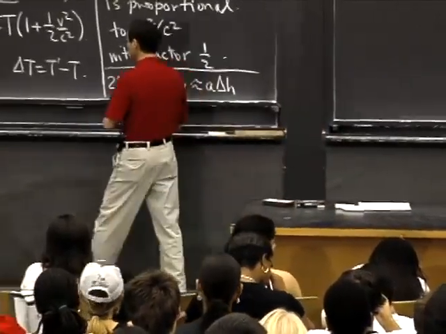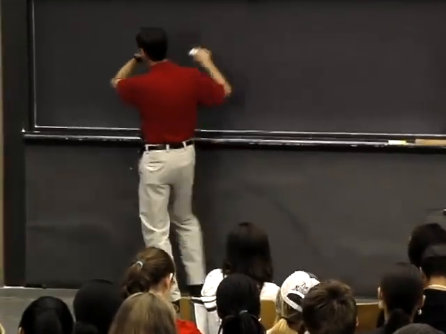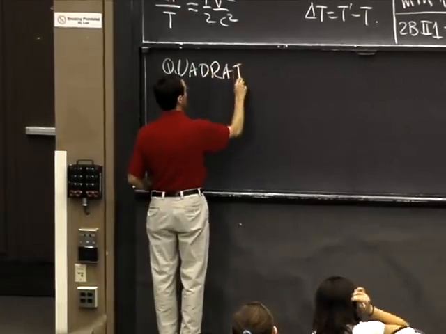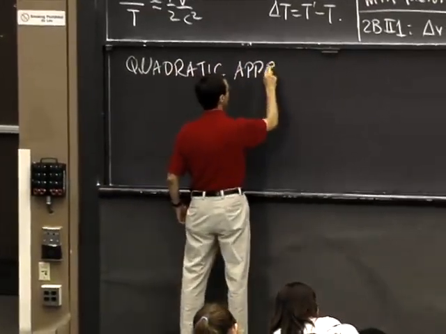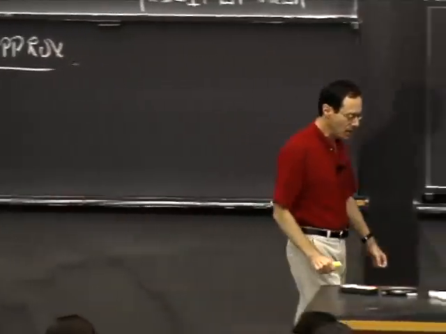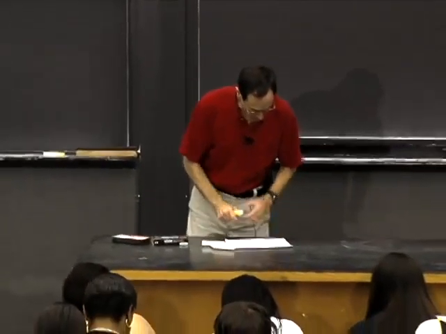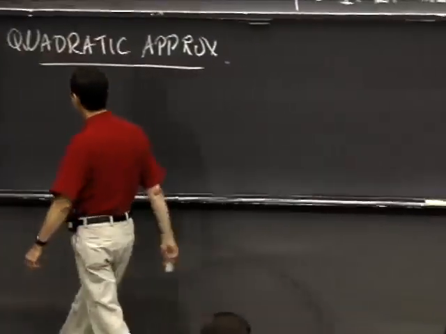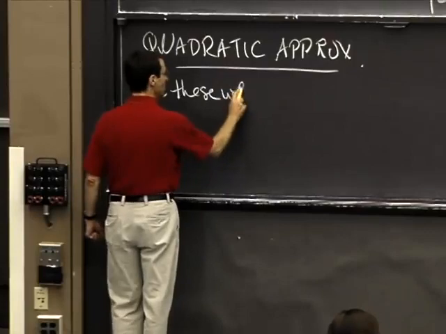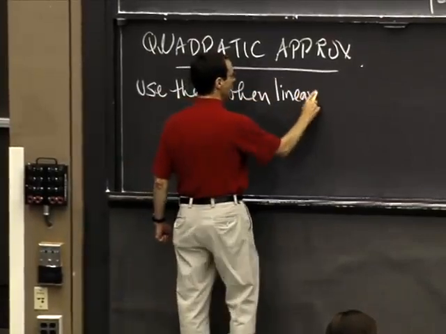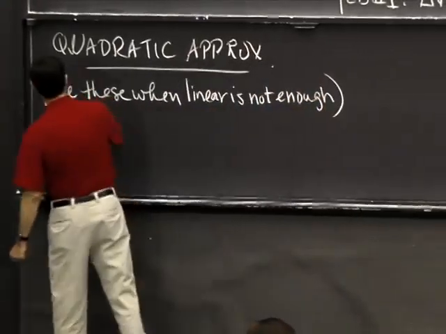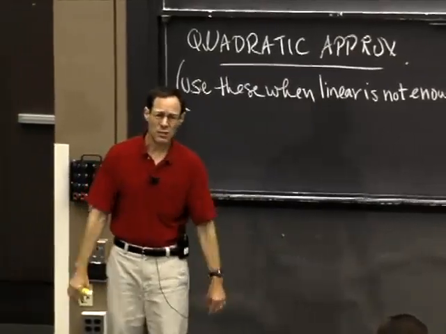Now, we're going to go on to quadratic approximations, which are a little more complicated. We talked a little bit about this last time, but I didn't finish, so I want to finish this up. And the first thing that I should say is that you use these when the linear approximation is not enough. That's something that you really need to get a little experience with.